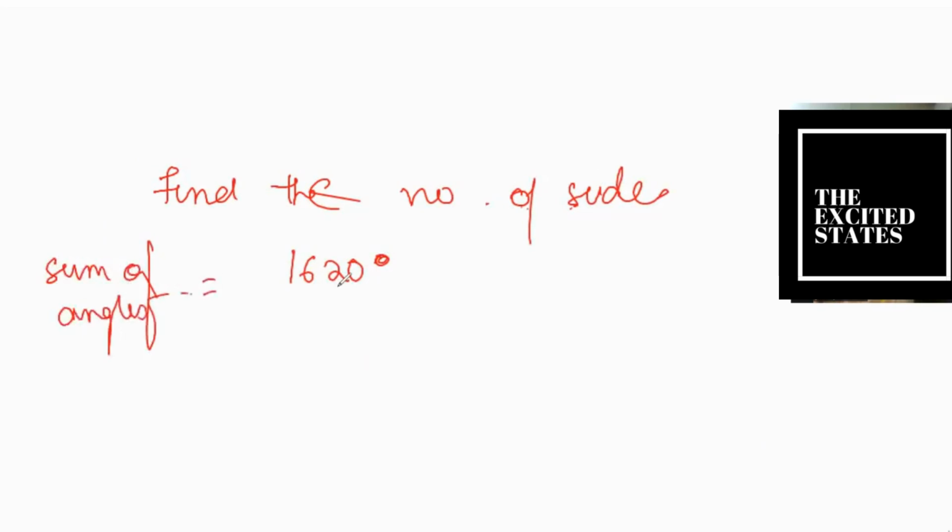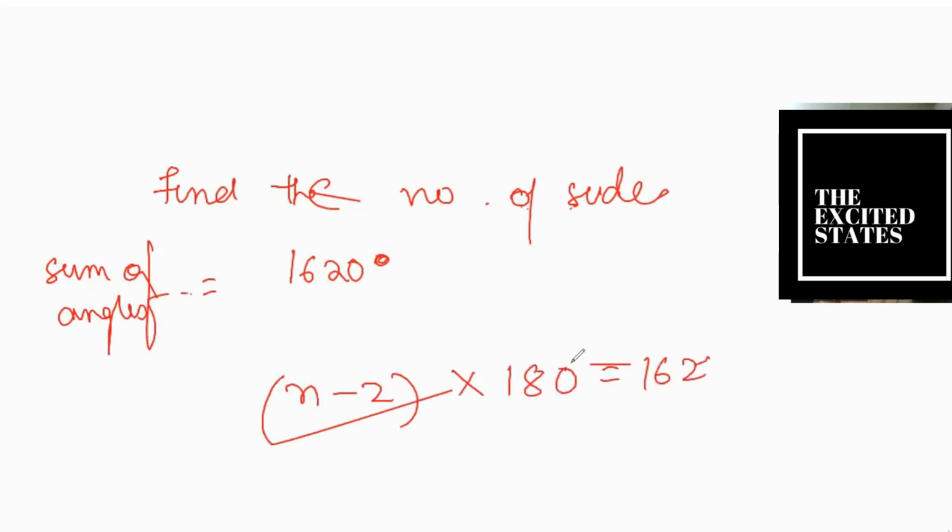Now, what will you do? See, it is like this. You are given 1620, divided by 180, and then minus 2. You have to divide 1620 by 180, and then you have to add 2 to it, not minus 2. You have to add 2 to it to get the number of sides. Yes? Divided by 180.